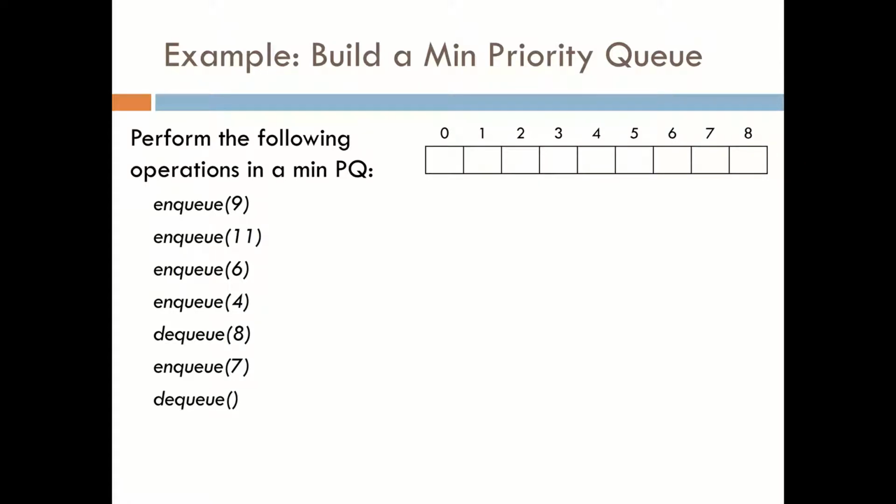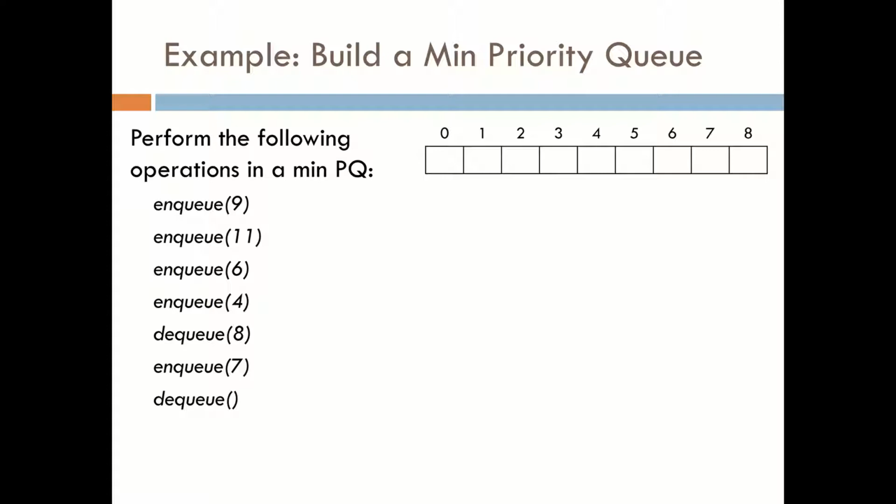I want now to take a look at an example using a min priority queue, and we'll move through this one a little bit quicker, having gone through the max queue in detail. But once again, we're trying to insert elements in a sequence into a heap.